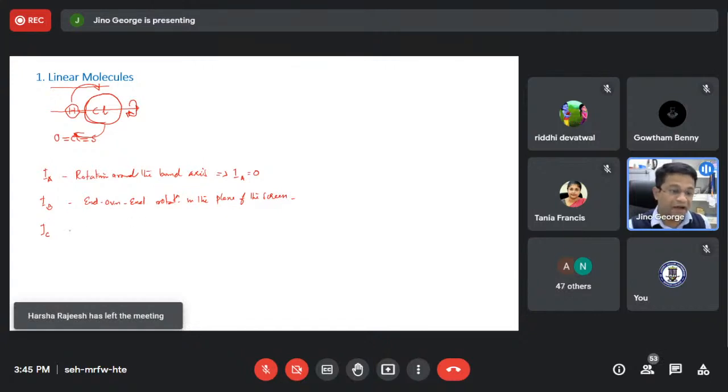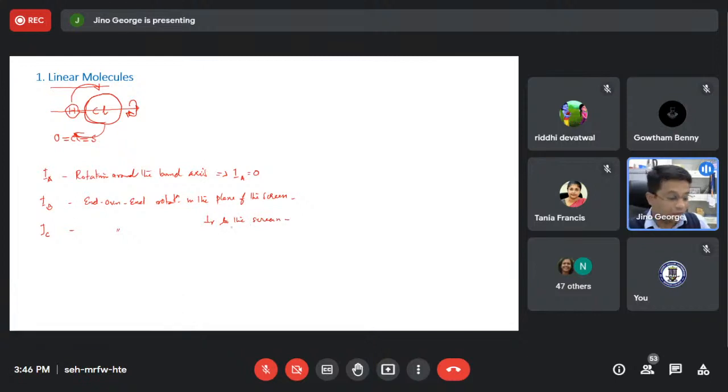Right, it goes like that. I have IC, which is perpendicular to the plane, at right angles. It's again end-over-end rotation, perpendicular to the plane or perpendicular to the screen. So for a linear molecule, IB will be equivalent to IC and IA is equal to 0. This is the condition. So that makes it simple.